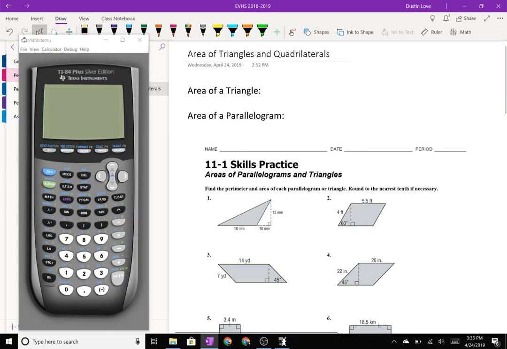But I'm going to be using the skills practice side of this thing as our notes and our examples. And then for your assignment, you're going to have the practice sides of these. And I believe that for the assignment, I've already printed that off the correct way. So first off, when we talk about area of a triangle, this is the same formula you used before. Area equals 1/2 times the base times the height.